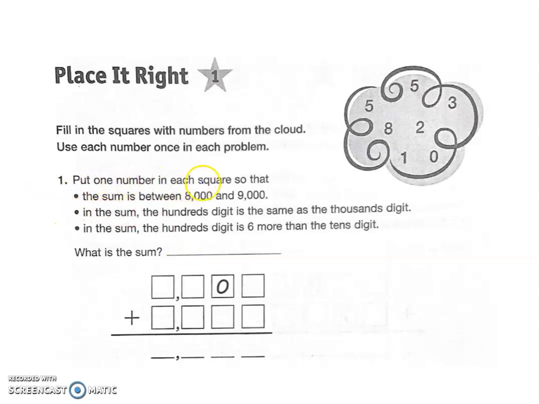So it says put one number in each square so that the sum is between 8,000 and 9,000. Well, if it's between 8,000 and 9,000, it's bigger than 8,000 and less than 9,000. That tells me, I'm going to fill this in as I go, that this has to be 8 in the thousands place. Because if it's bigger than 8,000 but less than 9,000, my only option in my sum has got to be 8. The next clue says in the sum, the hundreds digit is the same as the thousands digit. Oh, well, that's good. I just figured out my thousands. So if my thousands is 8 and the hundreds digit is the same, that means my hundreds digit is also an 8.